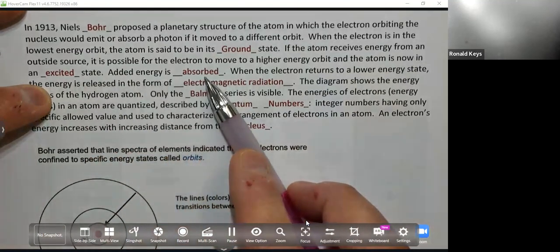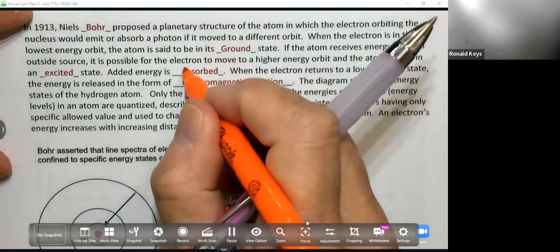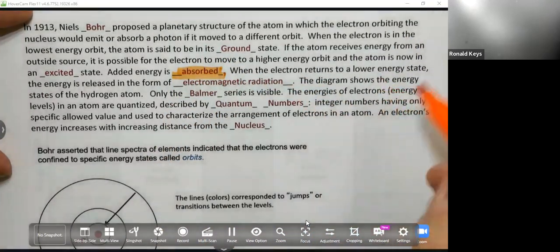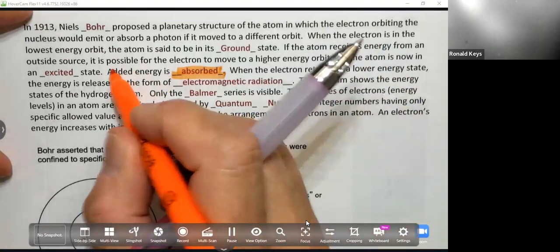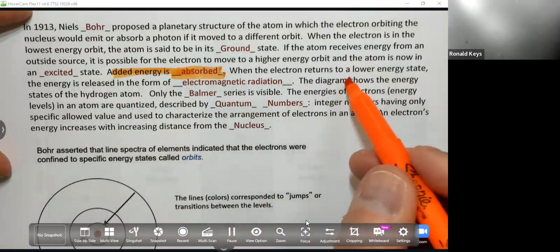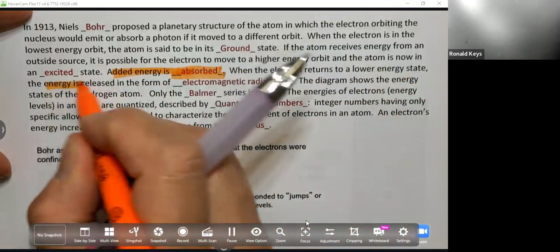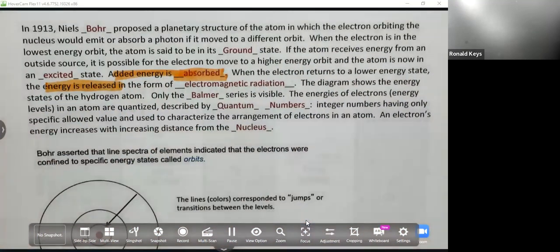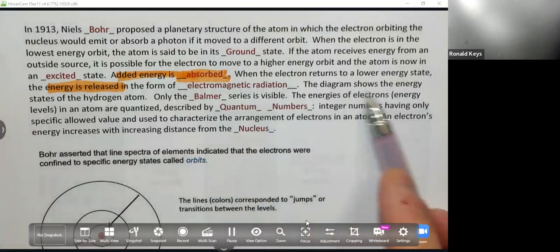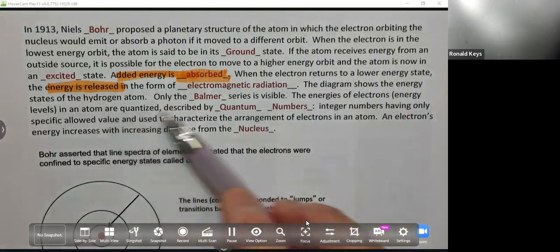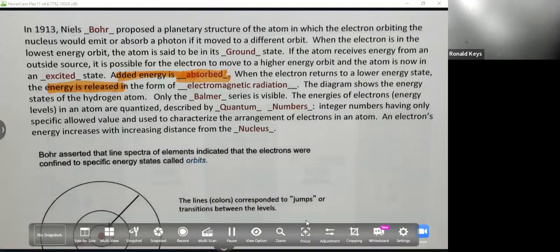Added energy is absorbed. You're going to hear this word. That's going to be the key word, absorbed. When the electron returns to a lower energy state, energy is released in the form of electromagnetic radiation. The diagram shows the energy states of the hydrogen atom. Again, only the Balmer series is visible.